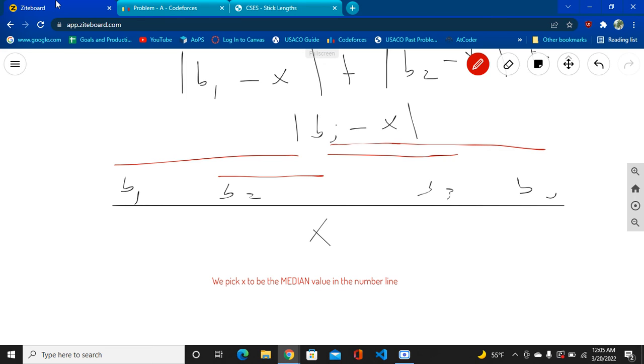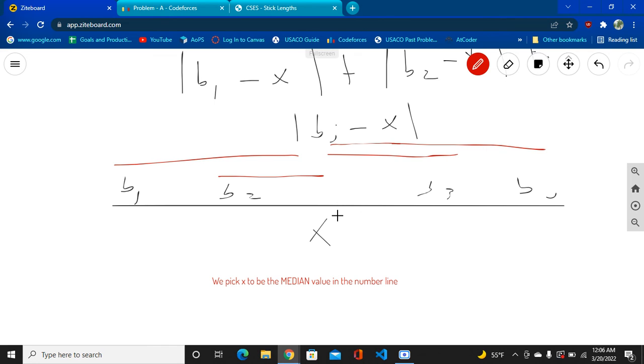So we just pick x to be the median value in the number line. Therefore, it's always minimized. Let's prove this though, because I know there are going to be people asking, why is this true? Well, let's do cases. Let's do proof by contradiction. Let's claim that x is the median.